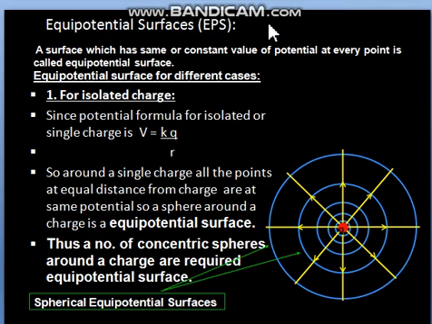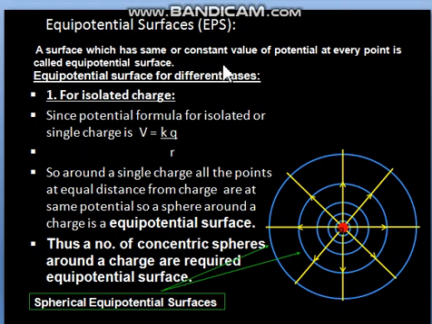Okay, now students, we have to understand how to draw equipotential surface for different system of charges. Firstly, let us understand what is the meaning of this equipotential surface or EPS in short. By the name, it is clear that equi means same and potential means voltage. So, a surface which has the same or constant value of potential at every point, that is called equipotential surface. It's very simple. Equipotential surface means the surface where potential is constant at all the points.